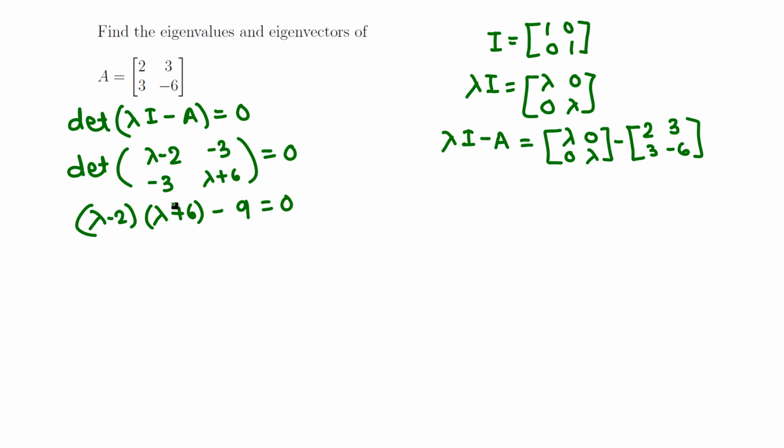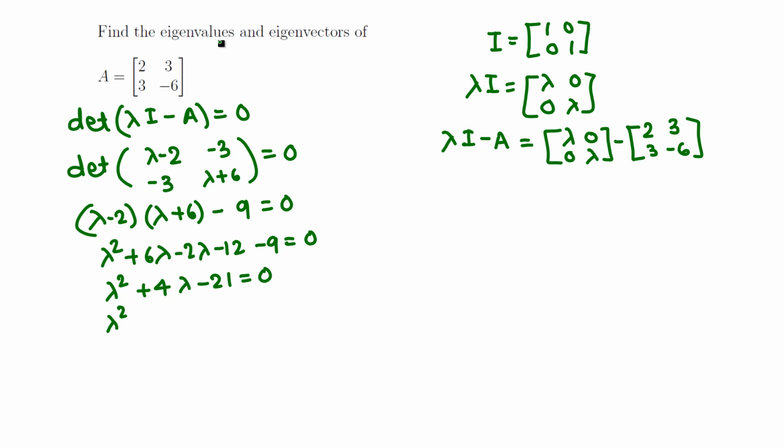We need to distribute this, so FOIL: lambda times lambda is lambda squared, plus 6 lambda, minus 2 lambda, minus 12, and minus 9 equals 0. Let's combine the like terms. Lambda squared, 6 minus 2 is 4 lambda, and minus 12 minus 9 is minus 21, equals 0. Let's factor. 21 is 7 times 3, and 7 minus 3 is 4.